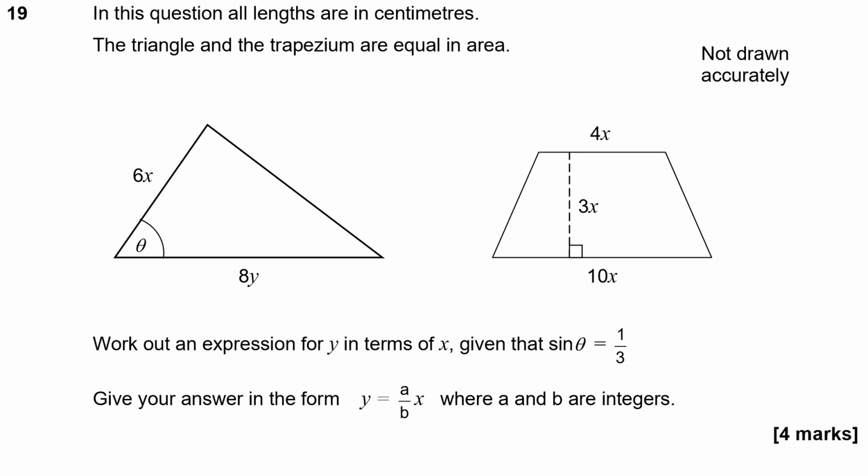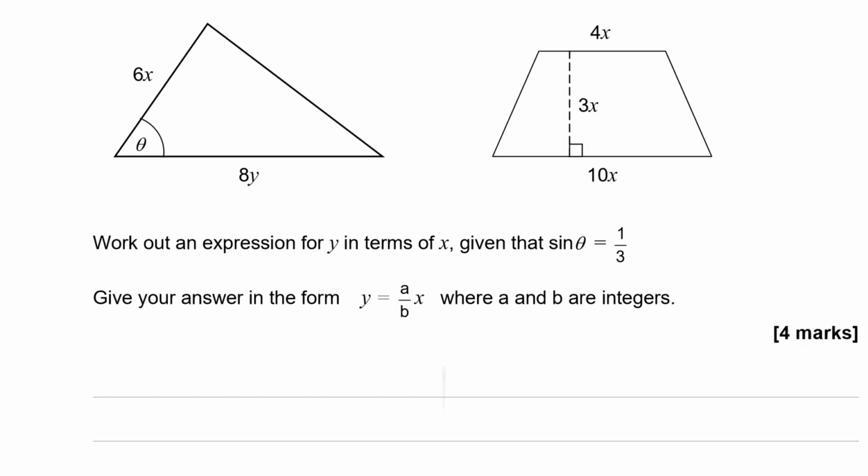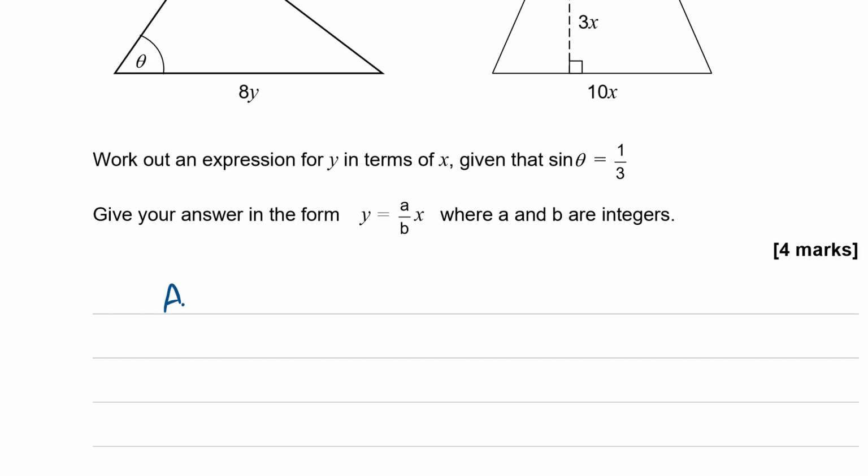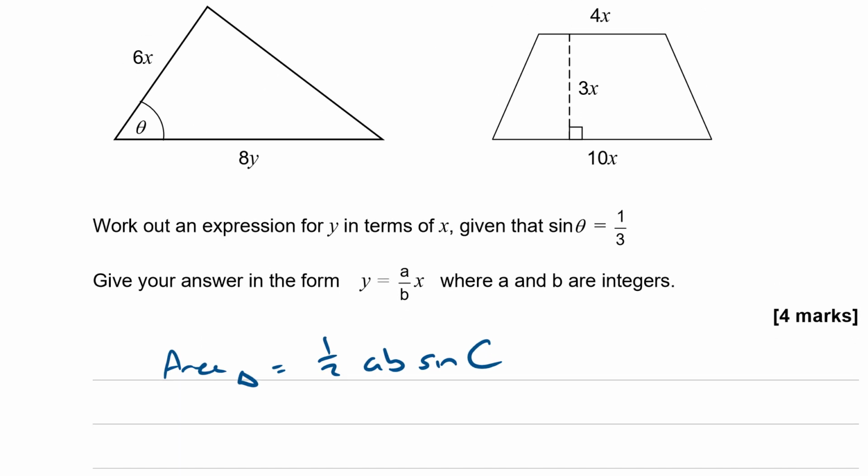Okay, so we've been given a triangle. We know two sides algebraically, and we've been given the angle and the sine of that angle. So we're going to use the sine formula for the area of the triangle. So area of our triangle, well, the formula is half ab sine C. But in terms of this particular triangle, that's going to be half of our two sides, that's 6x and 8y, times the sine of theta.